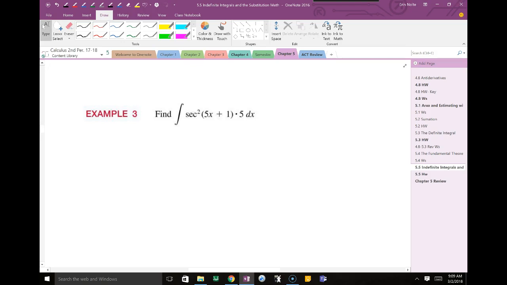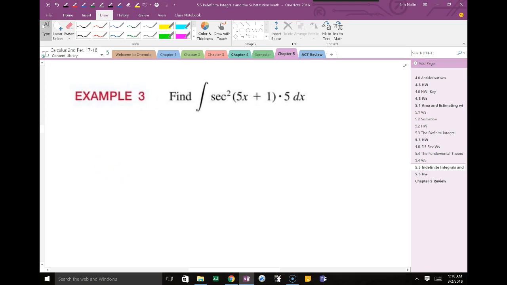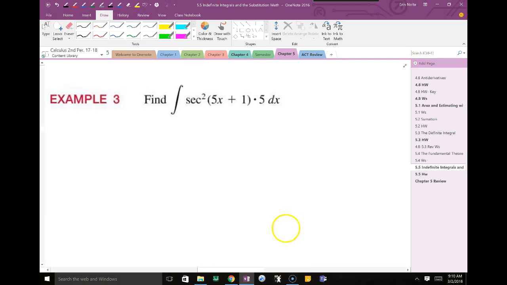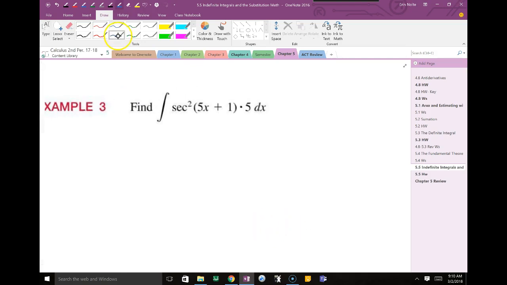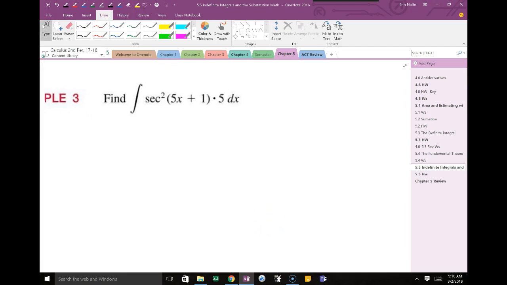Okay, you ready for this? This one actually might be a little easier to do, a U-sub one. Yep, there's a times 5 in the end there. Okay, you ready? So the first thing I'm going to do is identify what my inside is. What's my inside? The inside is 5x plus 1.